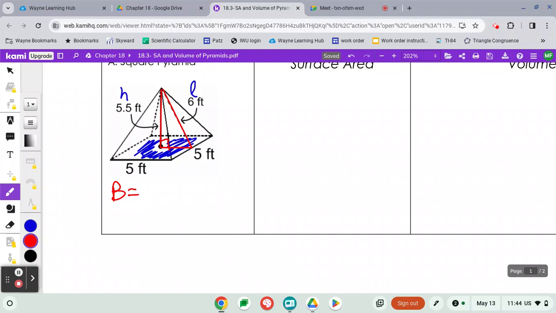Okay. So the area of the base equals, how do we find the area of the bottom part, that blue part? We said it's a square. How do we find that area? Multiply what? Your 5 and 5. 5 times 5, what does that give me? Yep.